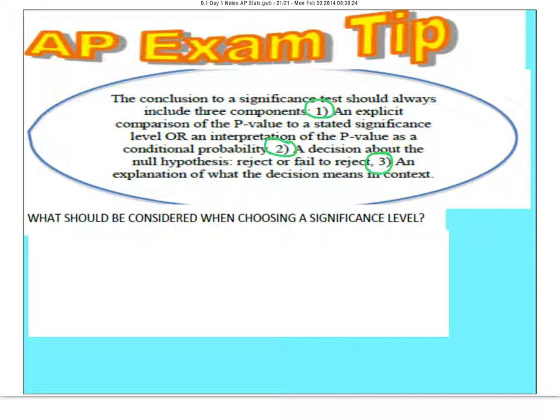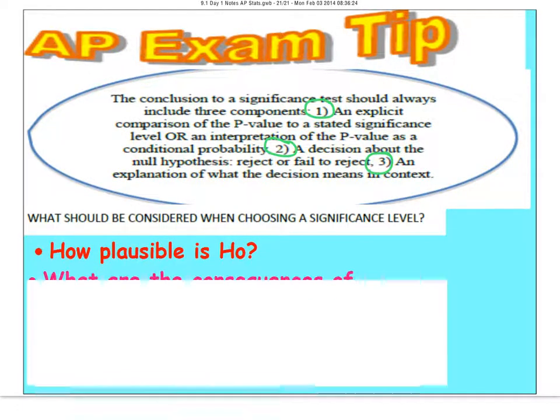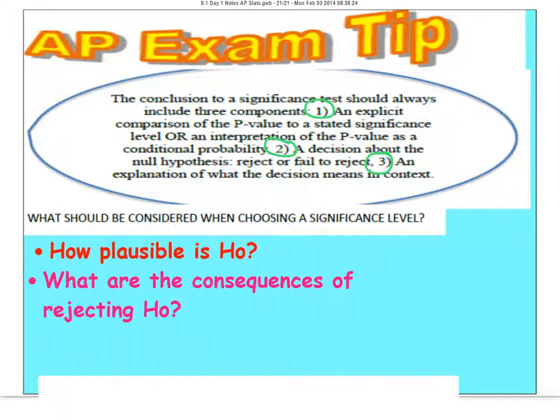The last question here asks, what should be considered when choosing a significance level? A few things to keep in the back of your mind. The first is, how plausible is your H sub O? Does it seem somewhat reasonable to happen or not? You also want to think about what the consequences are if you were to reject your H sub O based on the alpha that you choose. Again, the most common alpha to pick is 5%, but there's no rule that says I can't choose 1% or 10%. We will talk about the consequences of this in a different video.